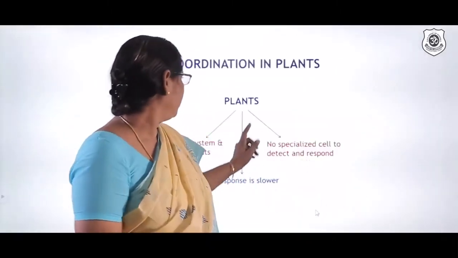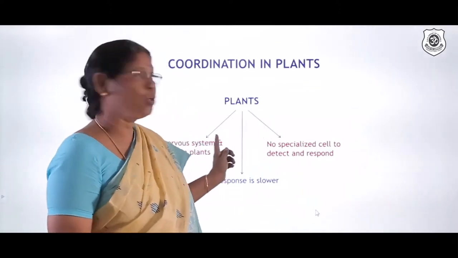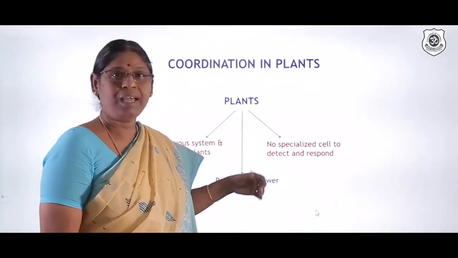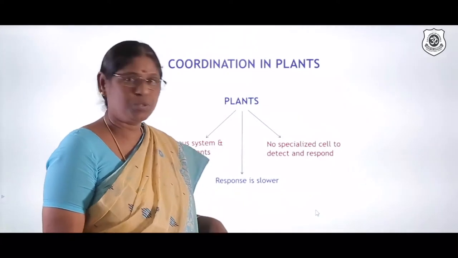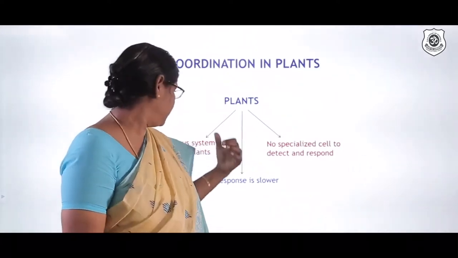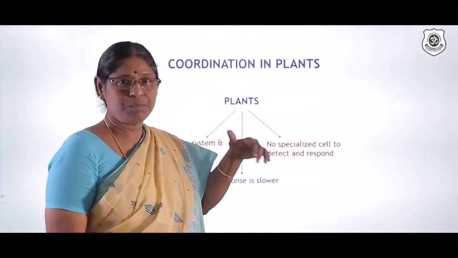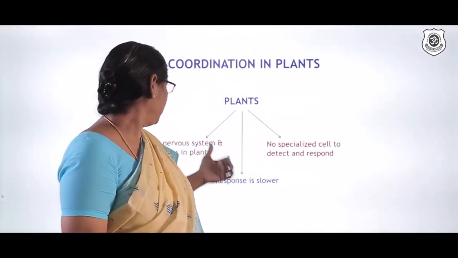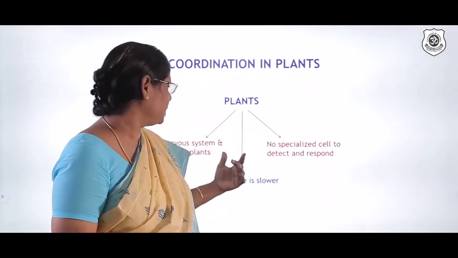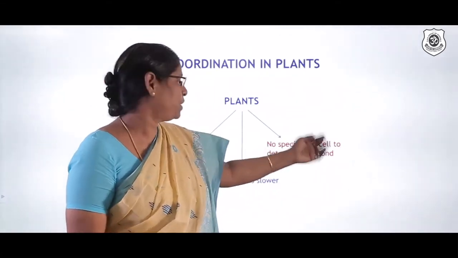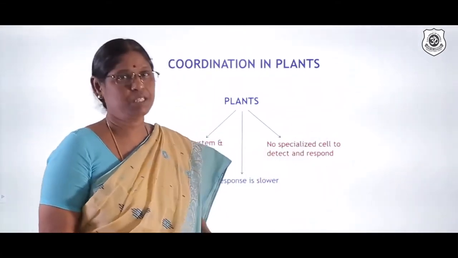Namaste students. Today we are going to learn about coordination in plants. Here, plants do not have a nervous system and they don't have muscles also. In animals, they have a nervous system and muscles. So, the coordination seems to be different. But in plants, they don't have a nervous system, muscles, and they don't even have specialized cells to detect and respond.